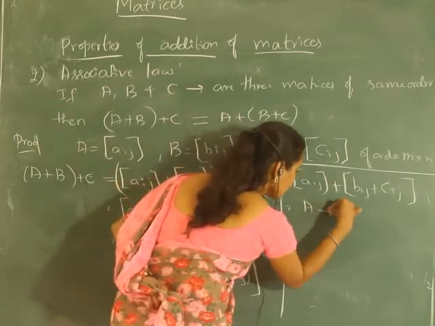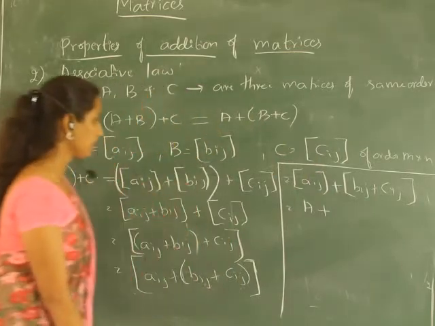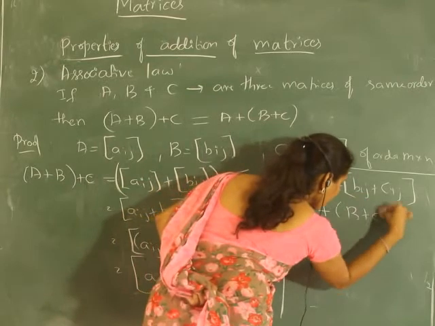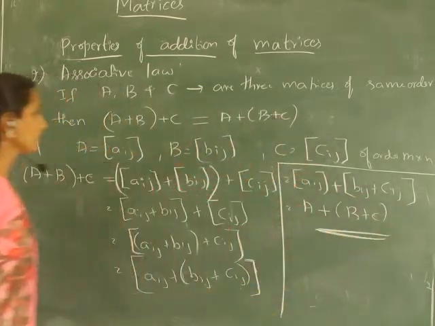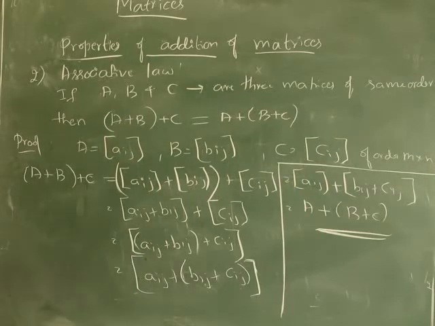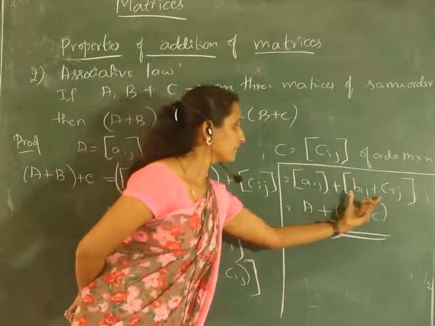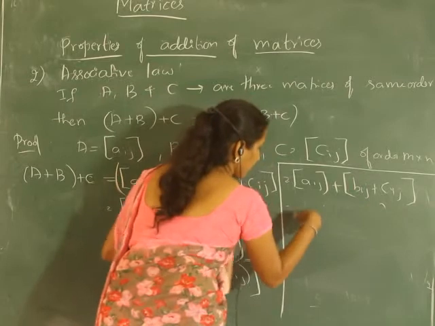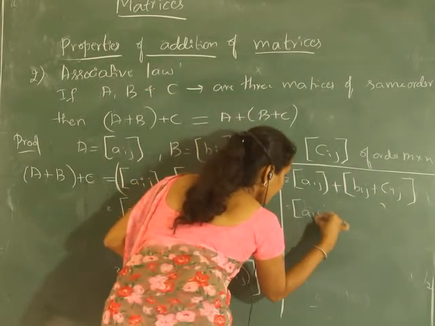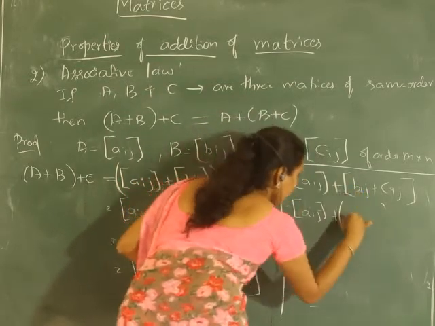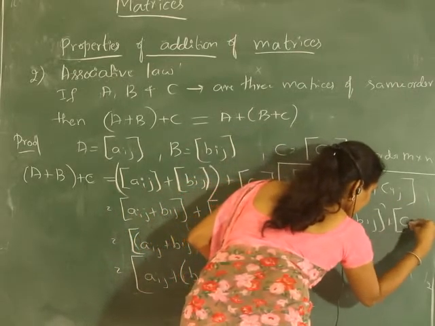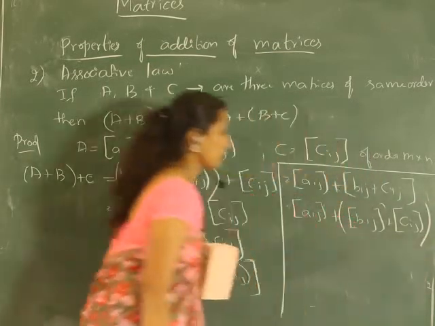A plus, next with together it is B plus C. Together it is A plus (B plus C). Or in one more step we can write this Bij and Cij separately like this: Aij plus, inside the bracket, Bij plus Cij. Like this also we can write.